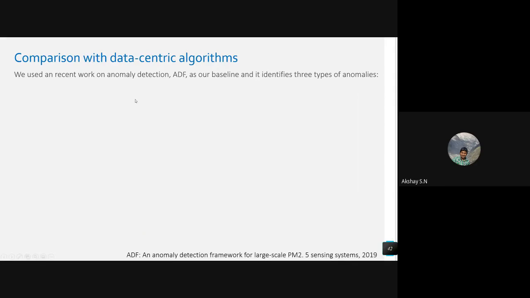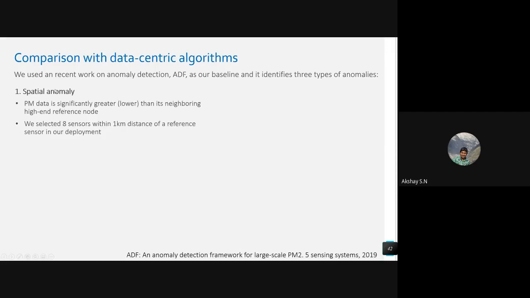How does this approach compare with data-centric algorithms? We have compared our work with the standard anomaly detection. What anomaly detection means is, one, you can have a spatial anomaly. To identify a spatial anomaly, I will see if my sensor data is higher or lower than any other sensor nearby. If it is, then I mark it as an anomaly. That is, if my data is higher than nearby sensor data, then it is a spatial anomaly.